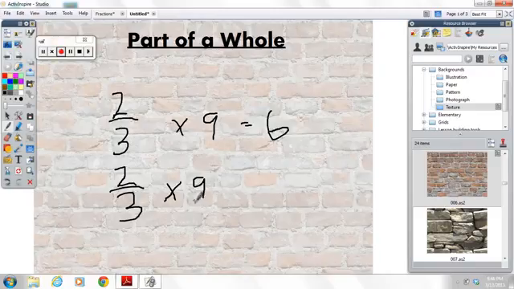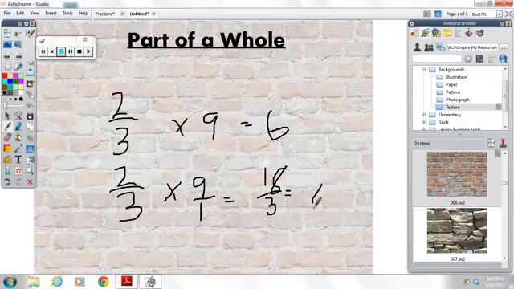And the trick that we showed in class is, if you take this 9 and put a 1 underneath it, it now has a numerator and it has a denominator, and the value still remains 9, because 9 over 1 is equal to 9 wholes. Now we multiply. 2 times 9 is 18. 3 times 1 is 3. The numerator by the numerator, the denominator times the denominator, and you have 18/3.